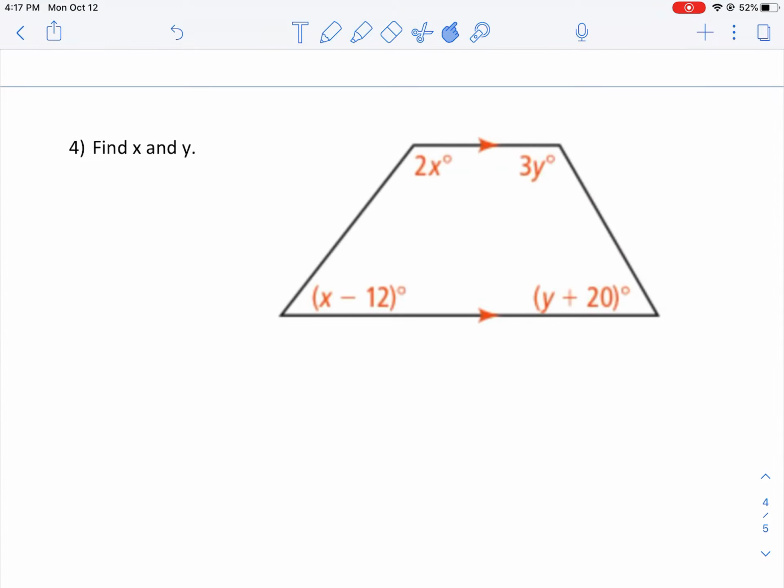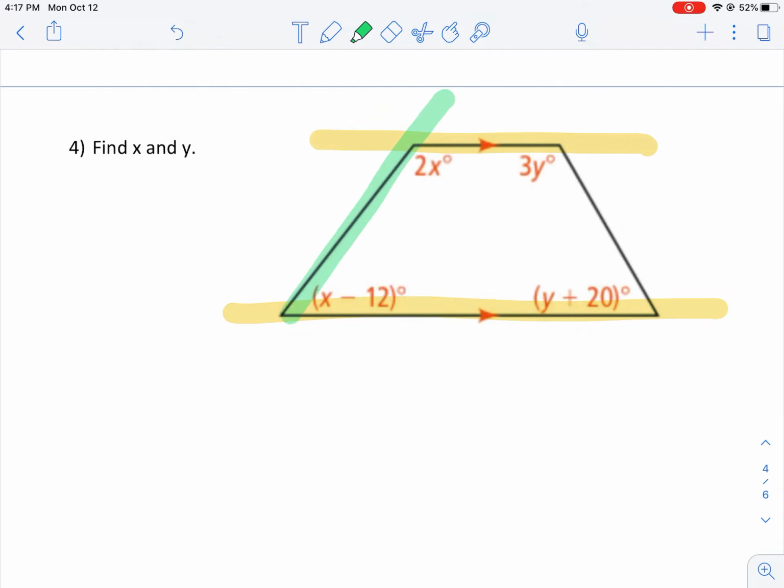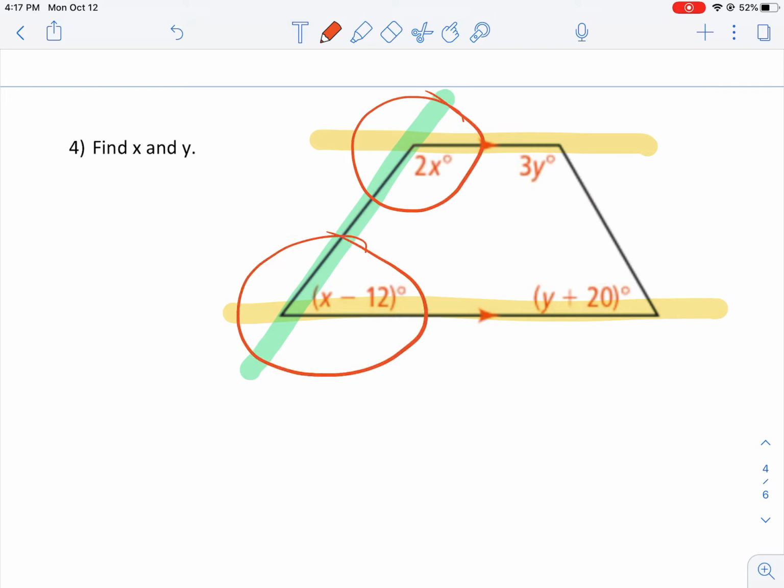Okay, again, noticing the parallel lines and the transversals. These are my lines that are parallel. I'm going to pick one of the transversals. I see two different ones, so let me use this transversal. So if I'm using this transversal, I'm connecting the angles up here with the angles down here. And I can see, what relationship do 2x and x minus 12 have?